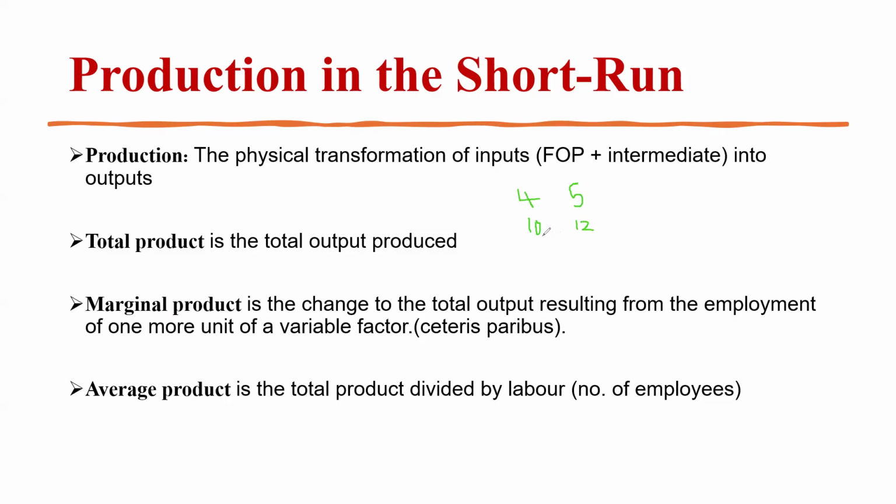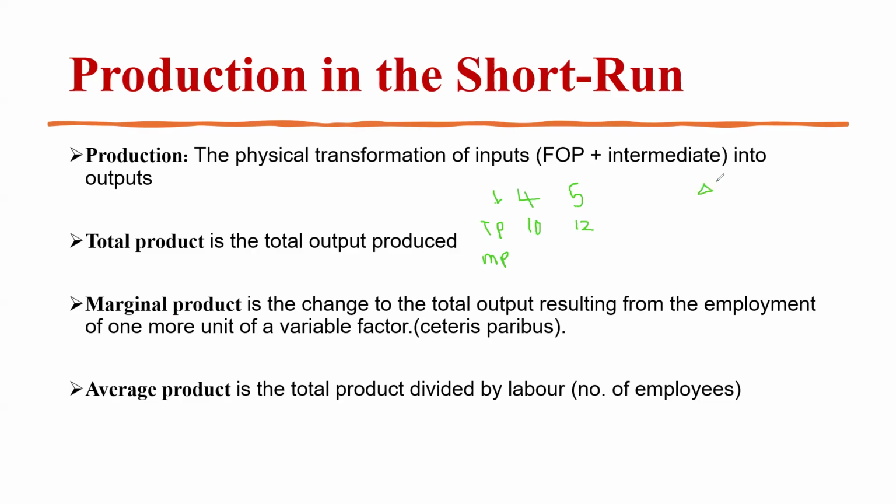To find the marginal, you say what? Okay, so let me just say this is your labor, L, and this is your total product, TP. This is L, guys. L for labor. So we had 4 workers. The production was 10. And then you added another worker. Now they are 5. And then the production increased from 10 to 12, right? So to find the marginal product, you say 12 minus 10, it will give you 2.